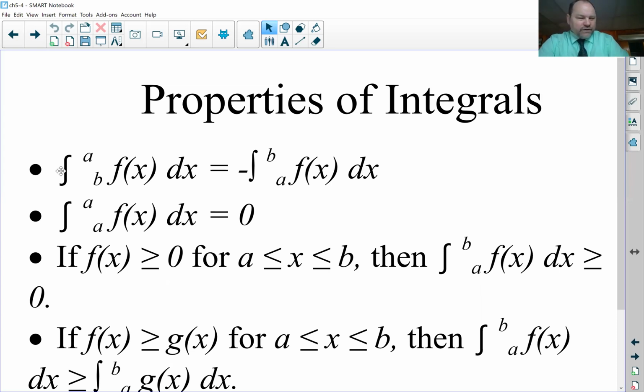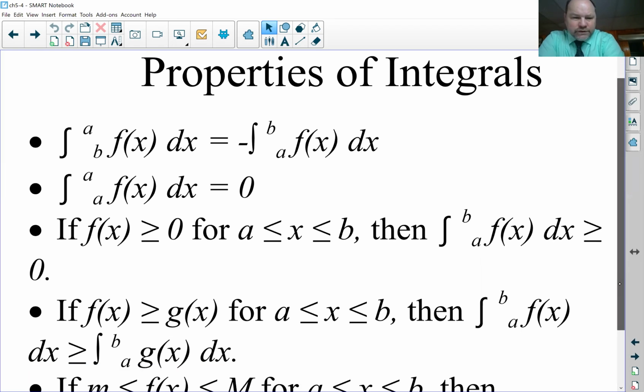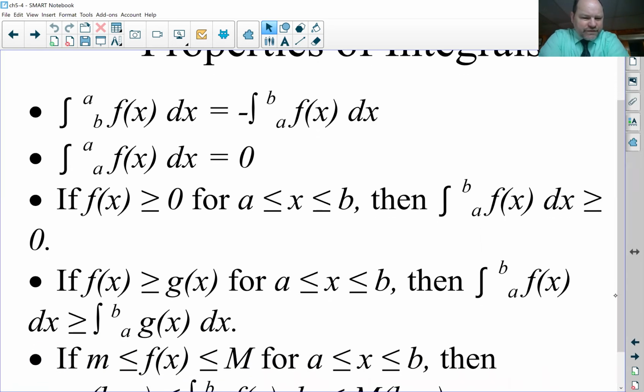The integral from a number to itself is 0. So if you have the integral from 2 to 2, it doesn't matter what your function is, it's 0. We've talked about a couple of these already. If f is greater than or equal to 0, for any x on an interval from a to b, then the integral of that function is going to be greater than or equal to 0.